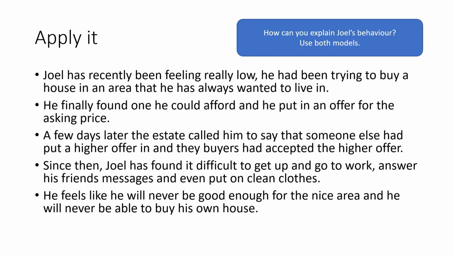We can use the social rank theory to also try and explain this, that to move to this really nice area, Joel is trying to move outside his rank. He's been unable to do so, and to keep him from trying again to move outside his social rank, he's developed depression. So you can use both of these ideas to explain behaviour in different ways, but the consequence of both, or the end point of both, is the development of depression.